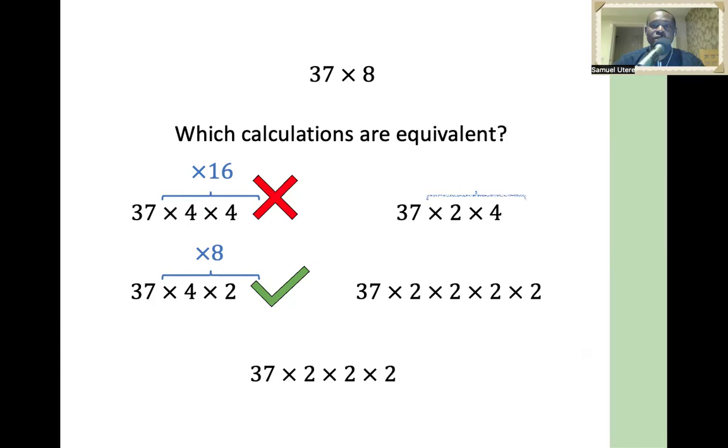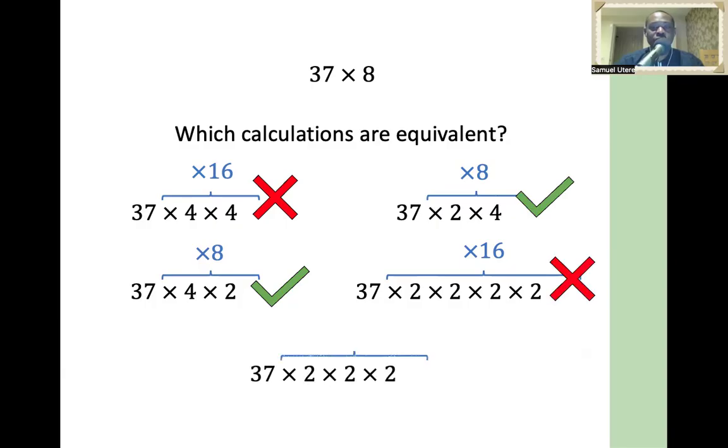This one is also equivalent, because you can see 2 times 4 is 8. So 37 times 2 times 4 is equivalent to 37 times 8. This one definitely is not, because 2 times 2 times 2 times 2 is 16. But this one is, because 2 times 2 times 2 is 8.